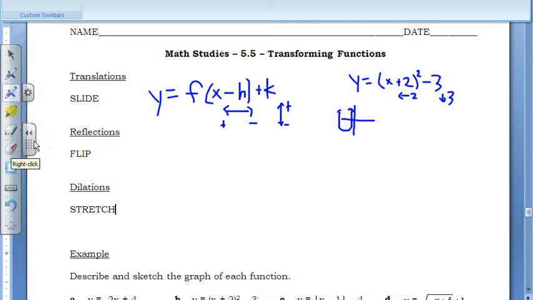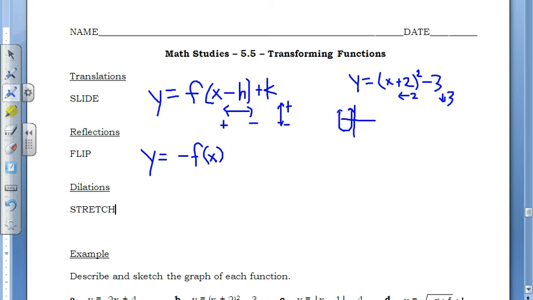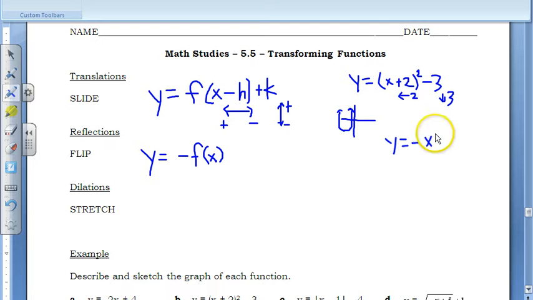A reflection or a flip, the basic way to reflect a function, specifically vertically, is to put a negative in front of the equation. There's other things you can do to make graphs reflect horizontally and to make them rotate, but I'll only put the negative in front for now. And so if I have a negative x², rather than being the U shape, it's going to be an upside down U because it got flipped down.